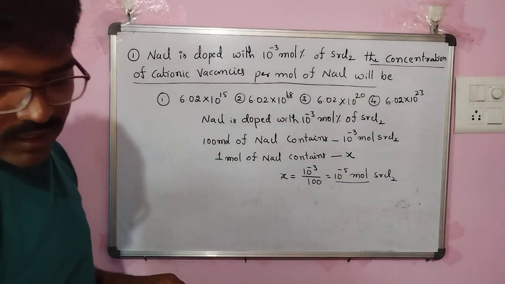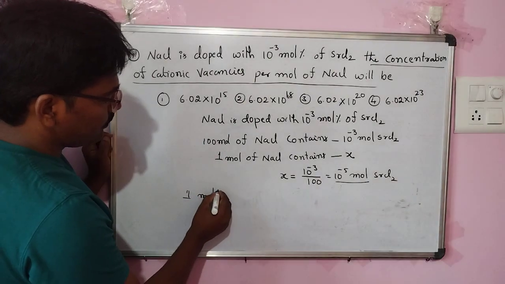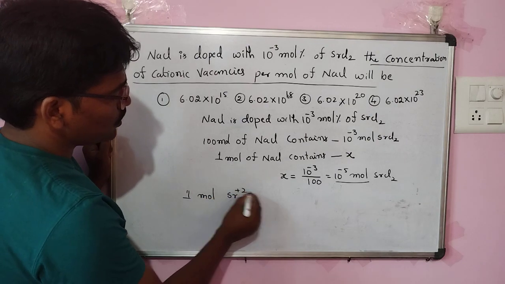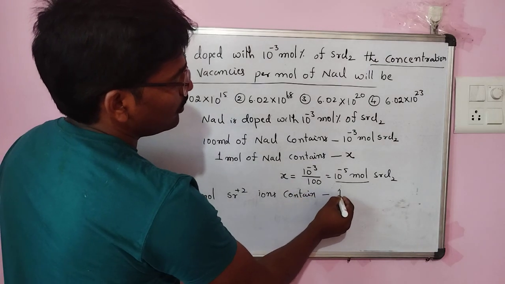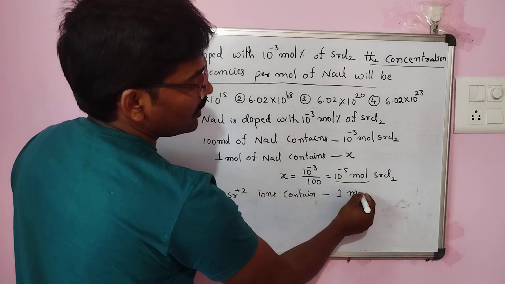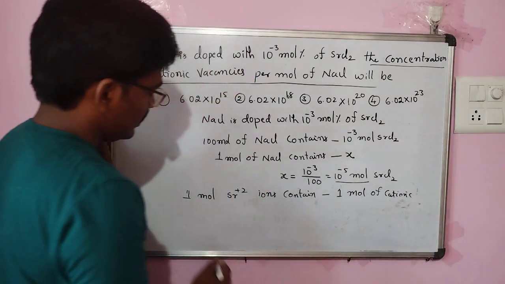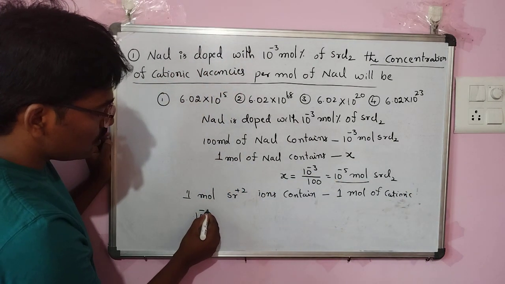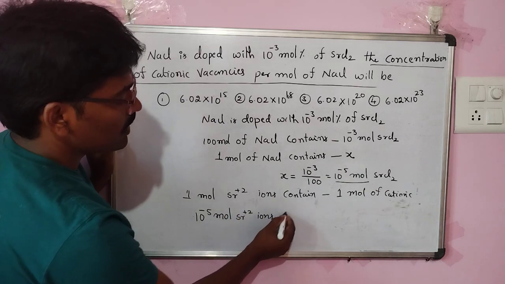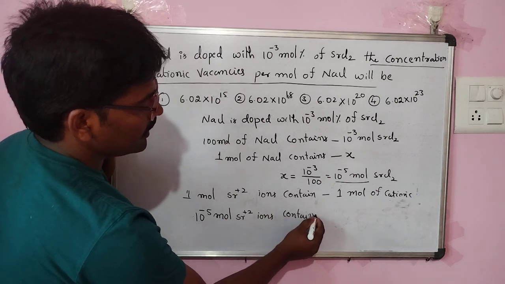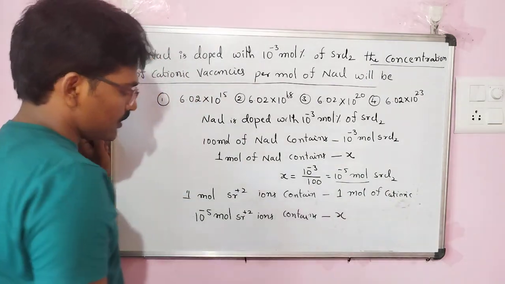The question. So here 1 mole of Sr plus 2 ions contains 1 mole of cationic vacancies. Sir, here 10 to the power of minus 5 moles of Sr plus 2 ions contains how many moles of cations? Again we have to do cross multiplication.